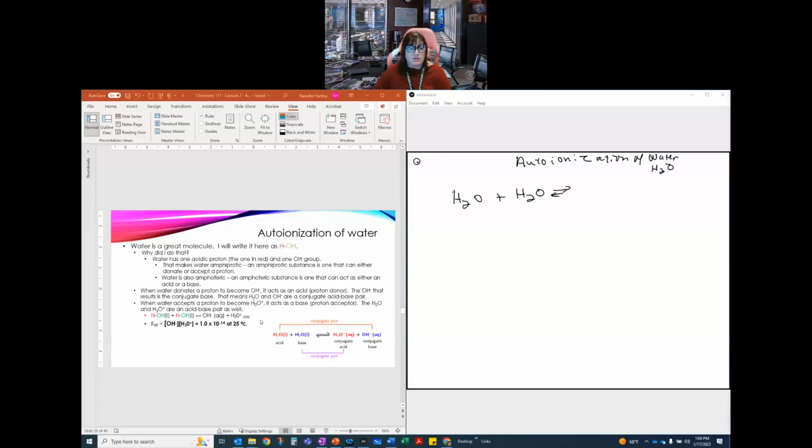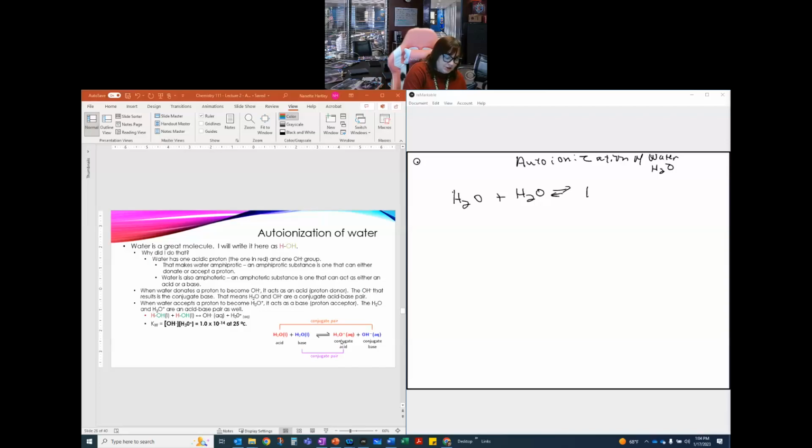When water accepts a proton to become H3O plus, it acts as a base, a proton acceptor. The H2O and H3O plus are then an acid-base pair as well. So again, we can have this HOH reacting with an HOH, and we end up with an OH minus and the H3O plus. So the H2O donates a proton when it's acting as an acid to become the conjugate base OH minus, and the base H2O accepts that proton to become H3O plus, the conjugate acid. So that's how all of that works.